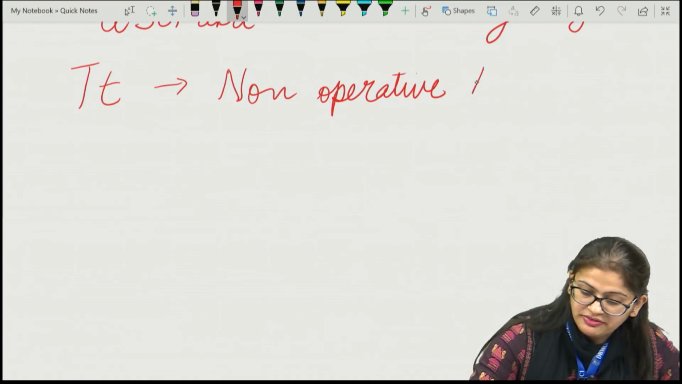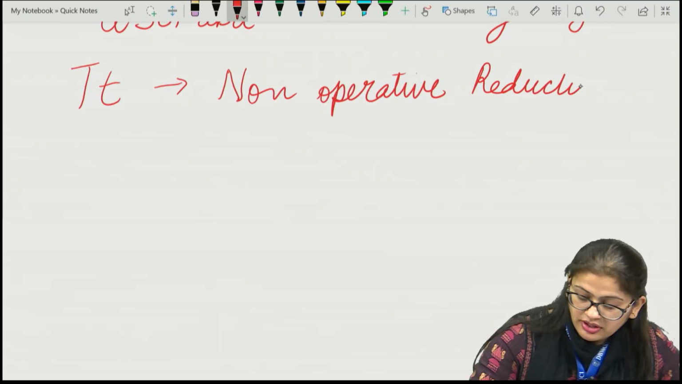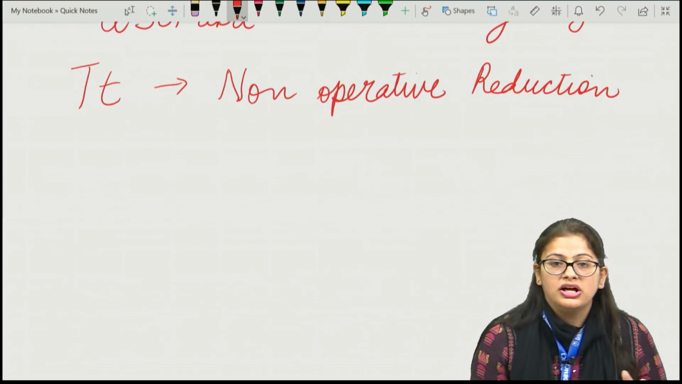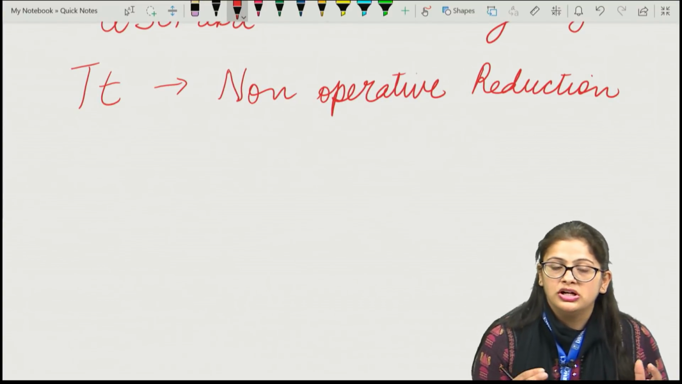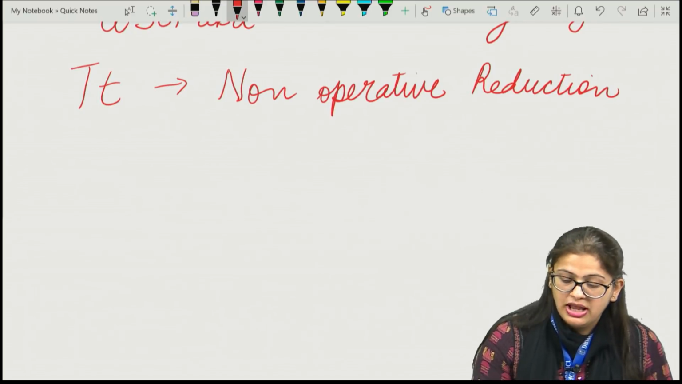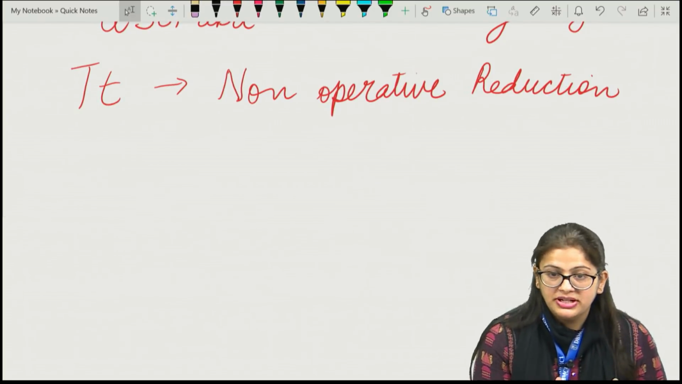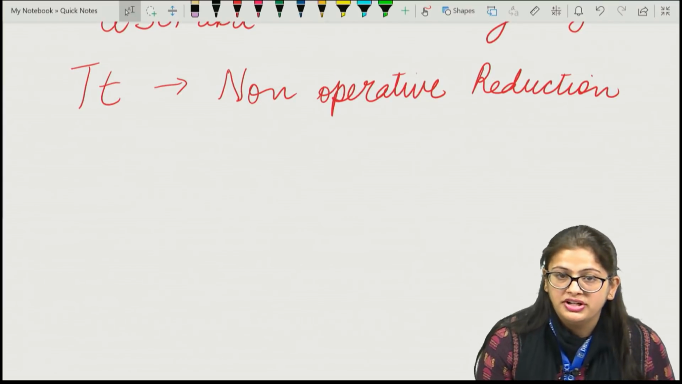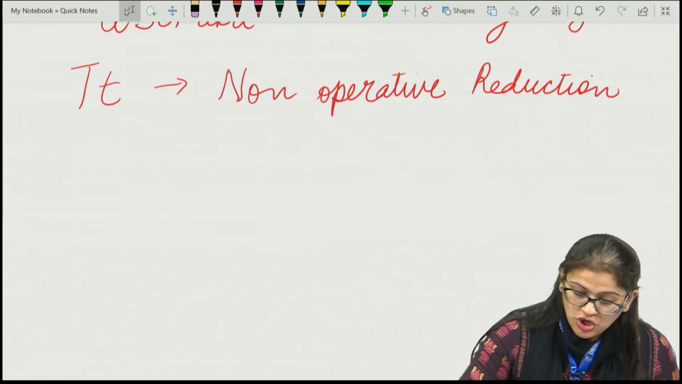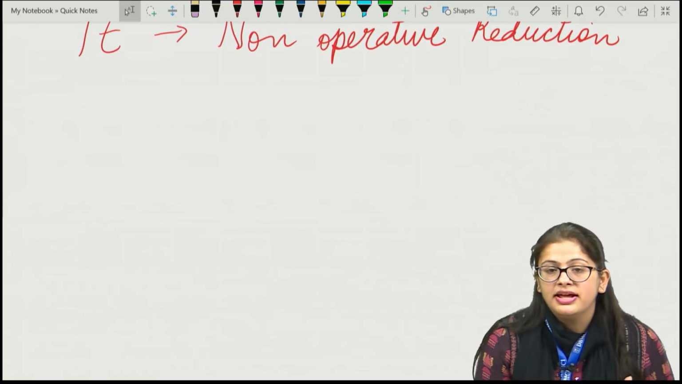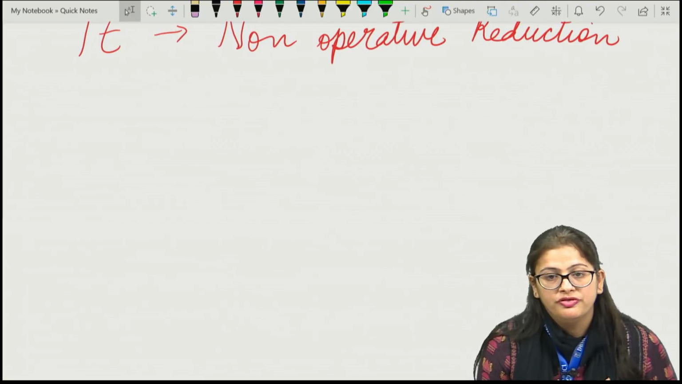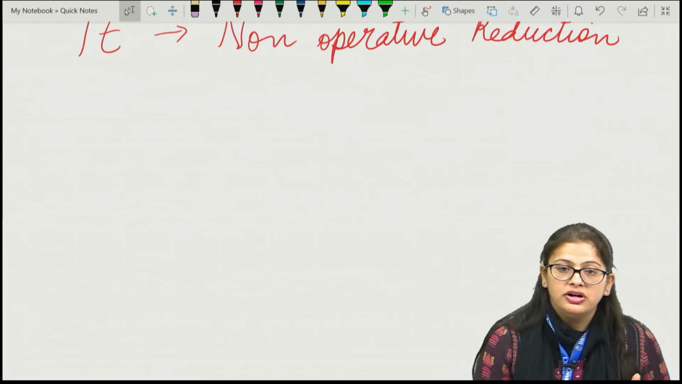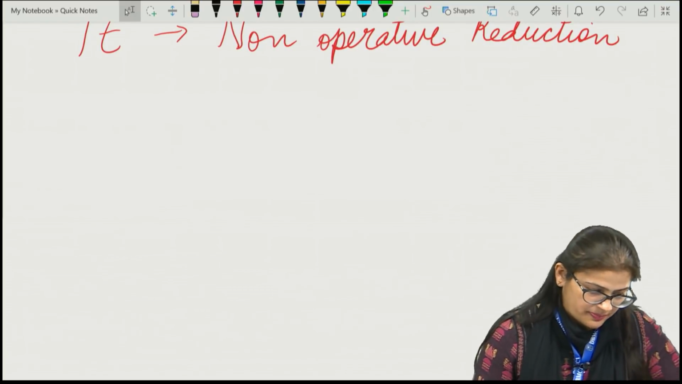For non-operative reduction, you can use either saline or other water-soluble contrast media, or air can also be used to cause non-operative reduction of the intussusception. But we have to keep in mind that peritonitis or perforation are absolute contraindications of non-operative reduction. So if it is suspected that the child has already developed peritonitis, then surgery is the mode of choice. However, if there is no perforation or peritonitis, non-operative reduction can be used.